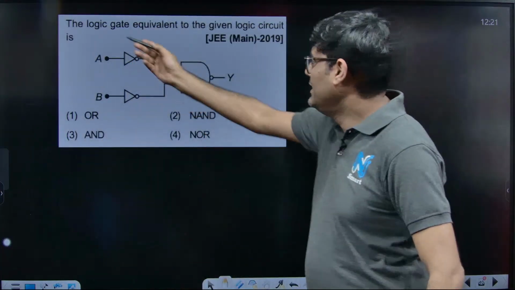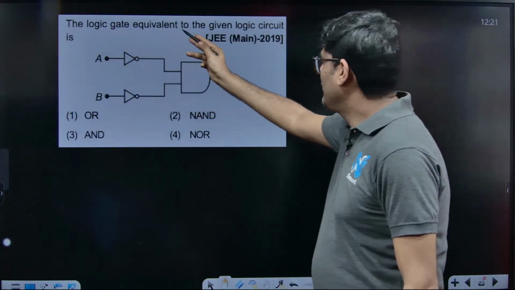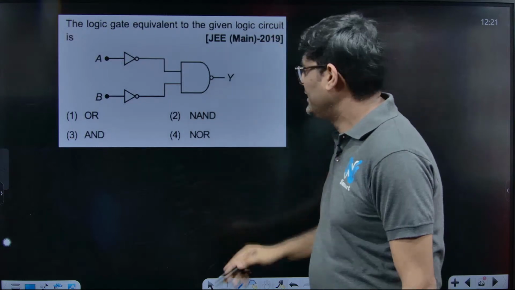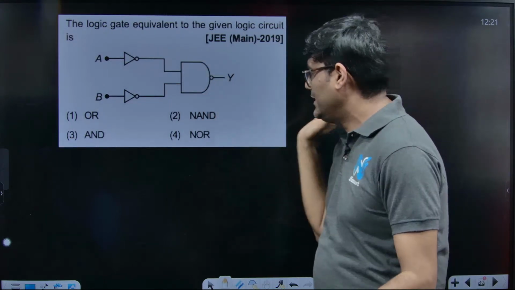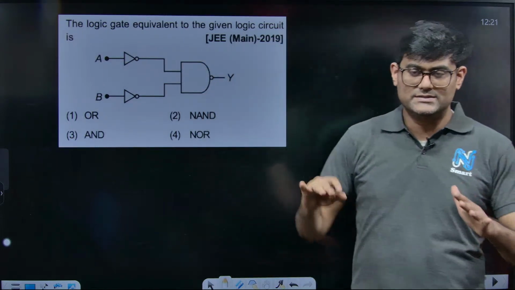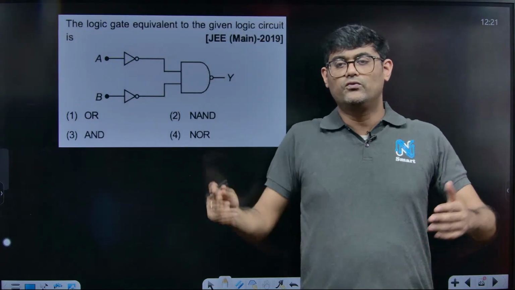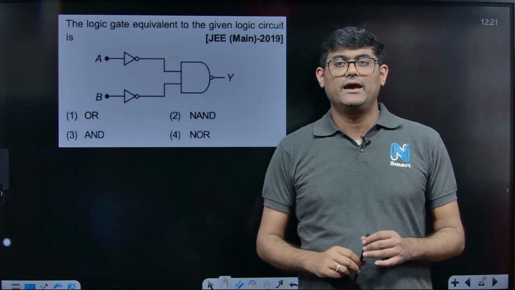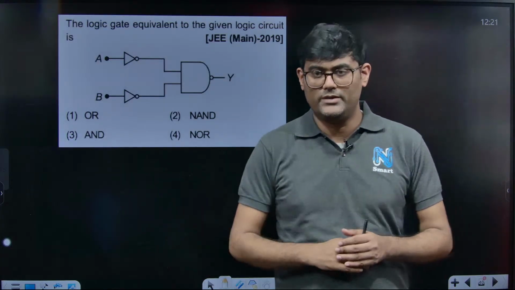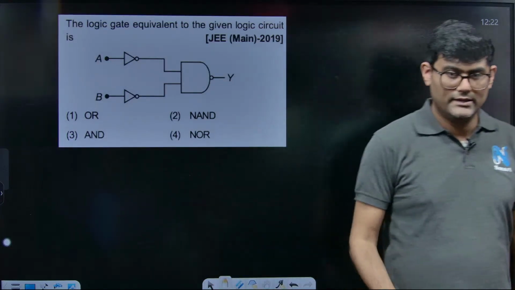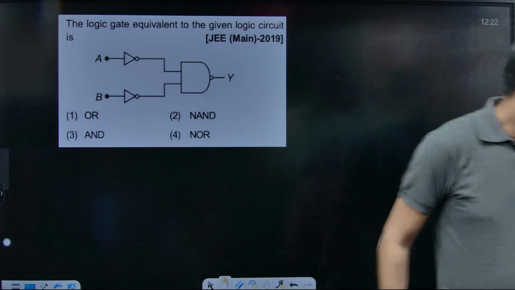It says that a logic gate equivalent to the given logic circuit. A circuit equivalent logic gate ki hobe? My advice is just draw a truth table for this particular circuit and then check which logic gate has the same truth table, right? Give it a try for 2 minutes, then I will give you my solution.